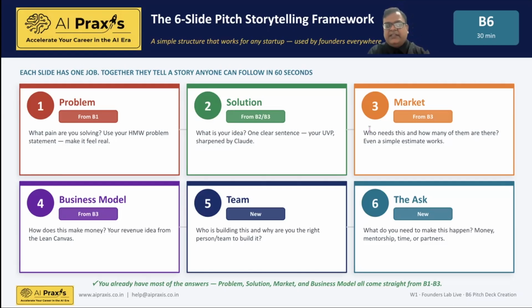The first slide is all about the problem. This is the one that you actually did in B1, so you can directly take from there. What pain are you solving? You already created the how might we problem statement. Now the job is to make that problem feel real and understandable.